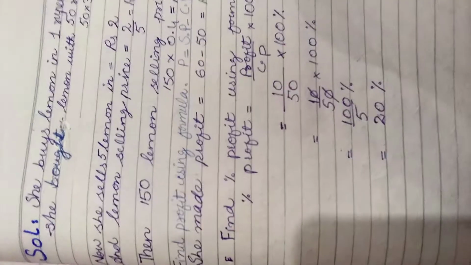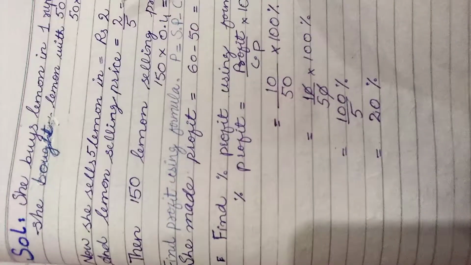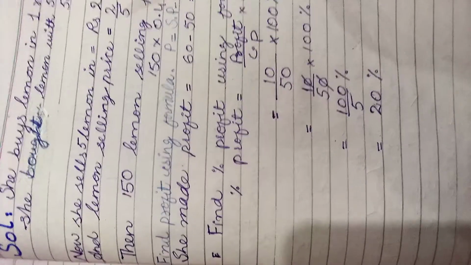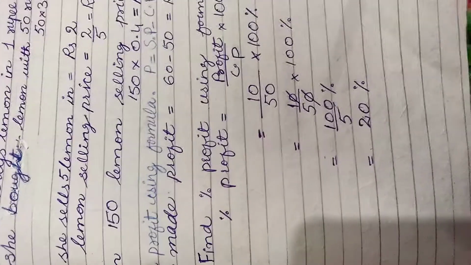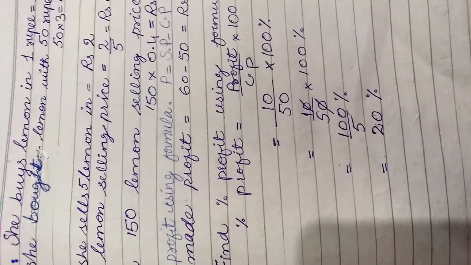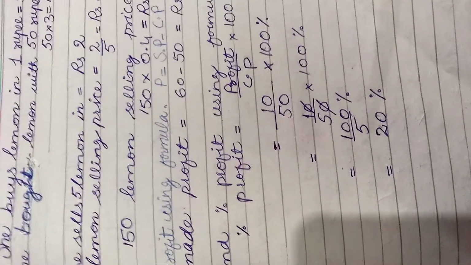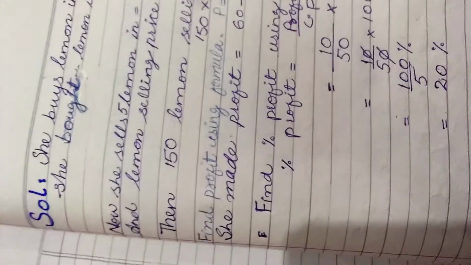Now our next task is to find out the selling price, because the rate is given but the exact selling price is not given. What is the rate of selling price? Not 3, 5 for rupees 2. She sells 5 lemons for rupees 2. Okay, this is the rate given in the question. Now let's solve, let's find out the selling price.